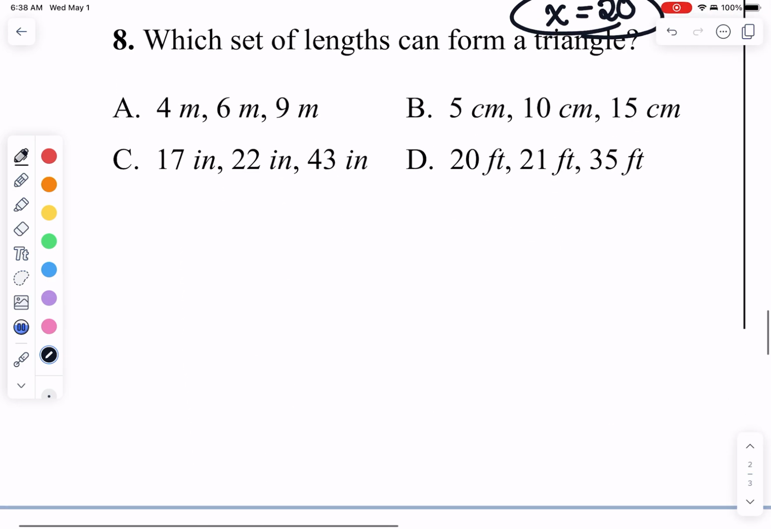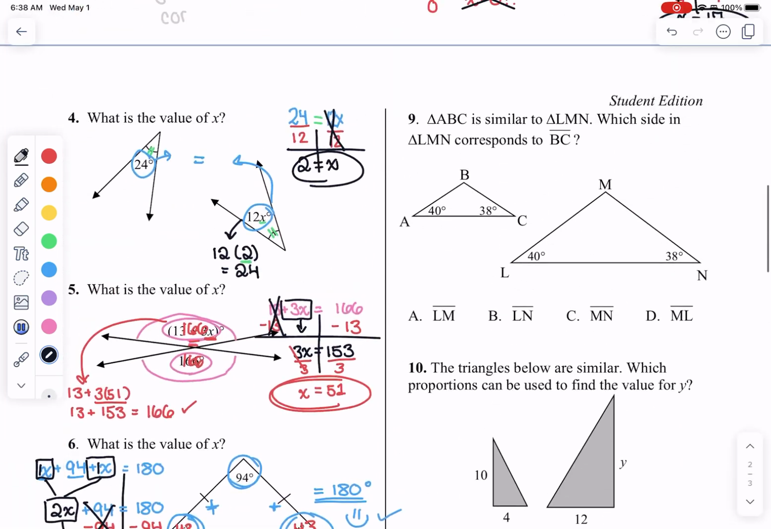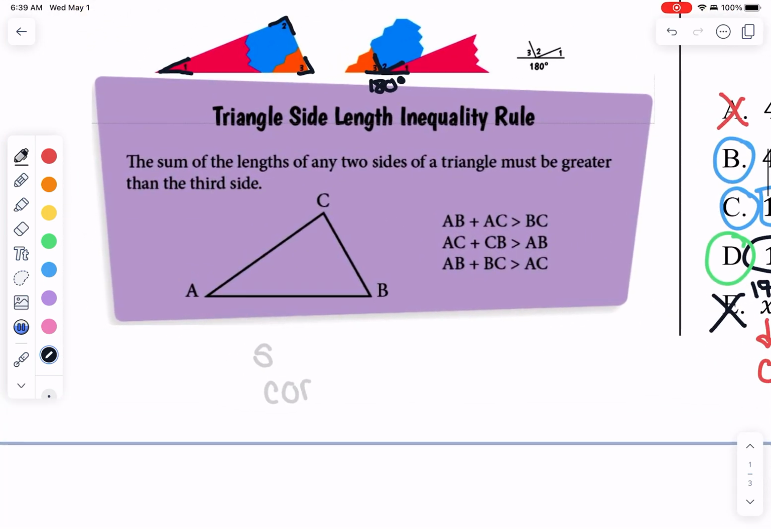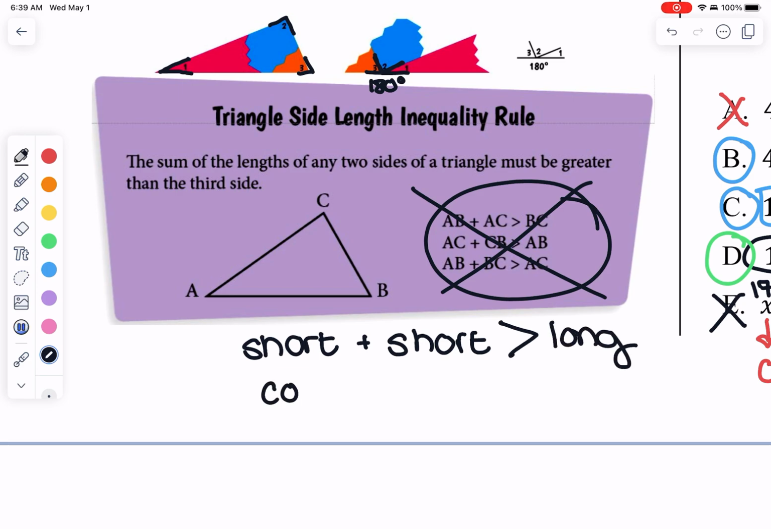Moving on to number 8. Number 8 says, which set of lengths can form a triangle? Back to our vocab, people. We learned about the triangle side length inequality rule, and we remember saying, although this junk does not matter, we created our own rule, which was that the short side plus the other short side should always be greater than the long side. A short side plus a short side should be greater than the long side. All right? So, let's come down here.